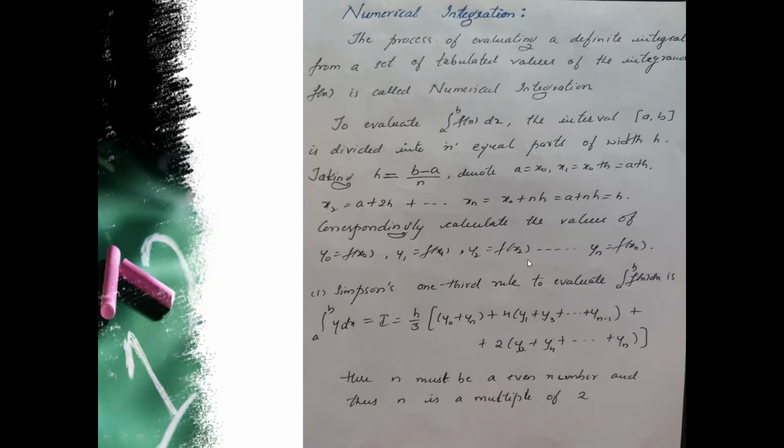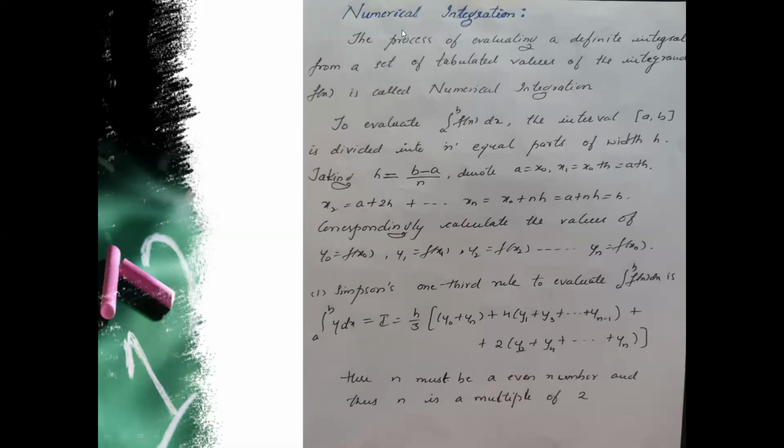So in all, when we divide the interval into n equal parts, we will have n plus 1 sets of values. So this is our first set of values, this is the second set, this is the third. So when we have yn equal to f of xn, it is the n plus 1th set. Thus, when we divide the interval into n equal parts, we have obtained n plus 1 sets of values. Now, with these sets of values, we define some numerical formulas regarding this numerical integration.